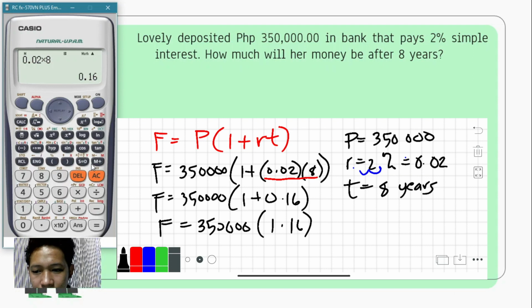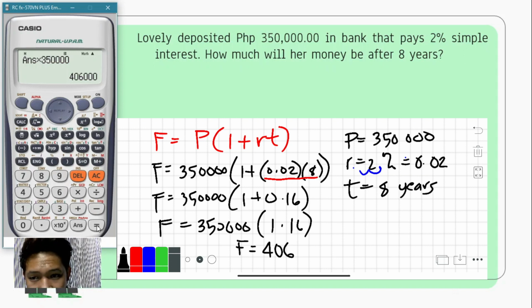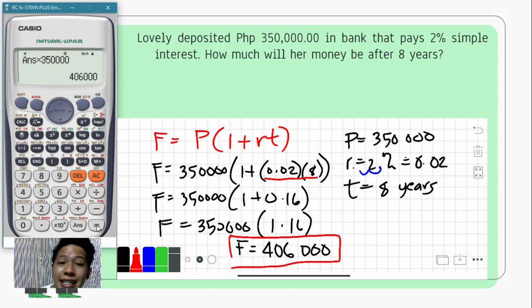Okay, and then we multiply it now with 350,000. So we would have our maturity value would be 406,000. Okay? So ito po yung magiging maturity value niya after 8 years. Okay po? So after 8 years, meron siyang 406,000 pesos sa kanyang bangko.